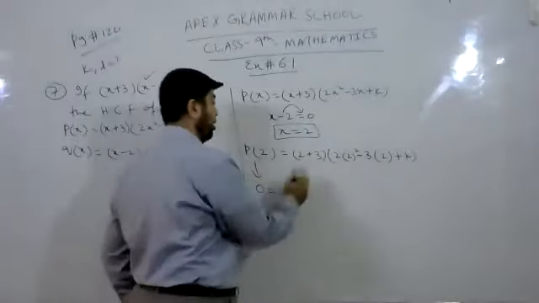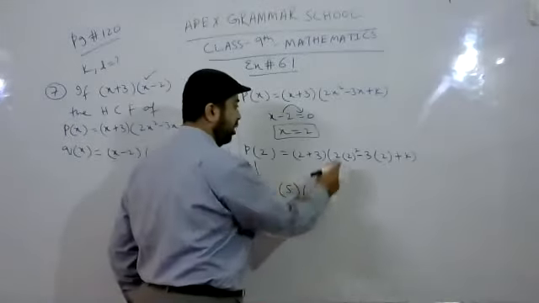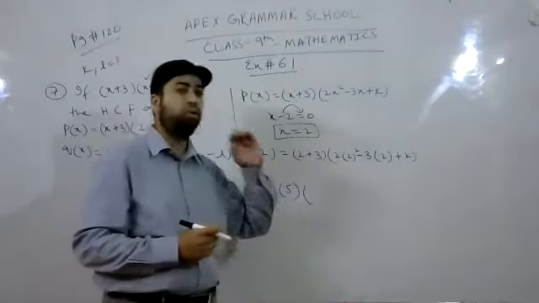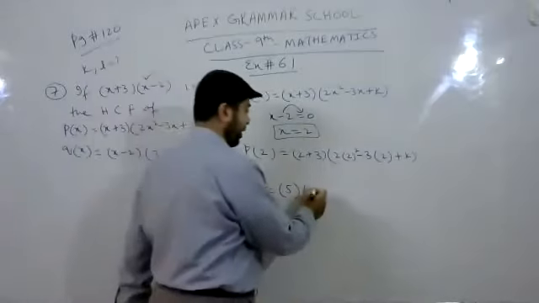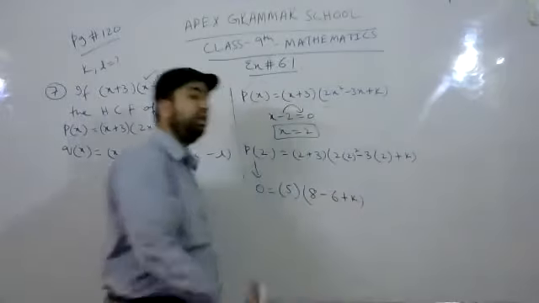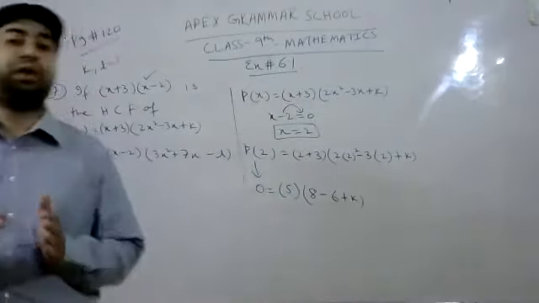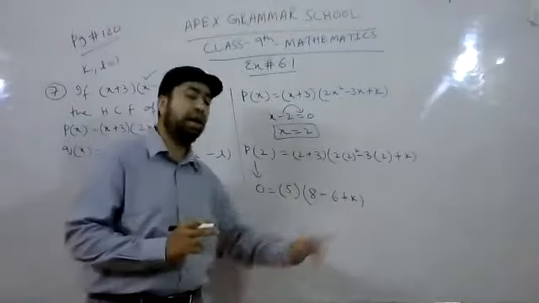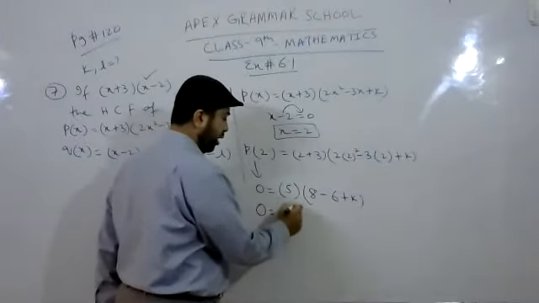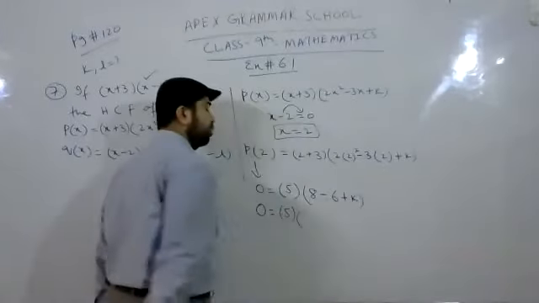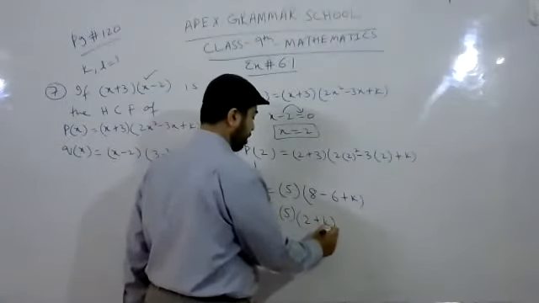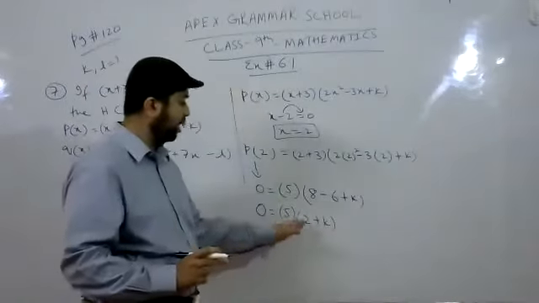After that, 2 plus 3 is 5, and then 2 into 2 square. 2 square means 4. 4 multiplied by 2 is 8. 8 minus 6, and then plus 2. Now we will be left with the value of k and we can easily find it. So 0 is equal to 5 into (8 minus 6 means 2) 2 plus k. Now 5 is going to multiply inside.